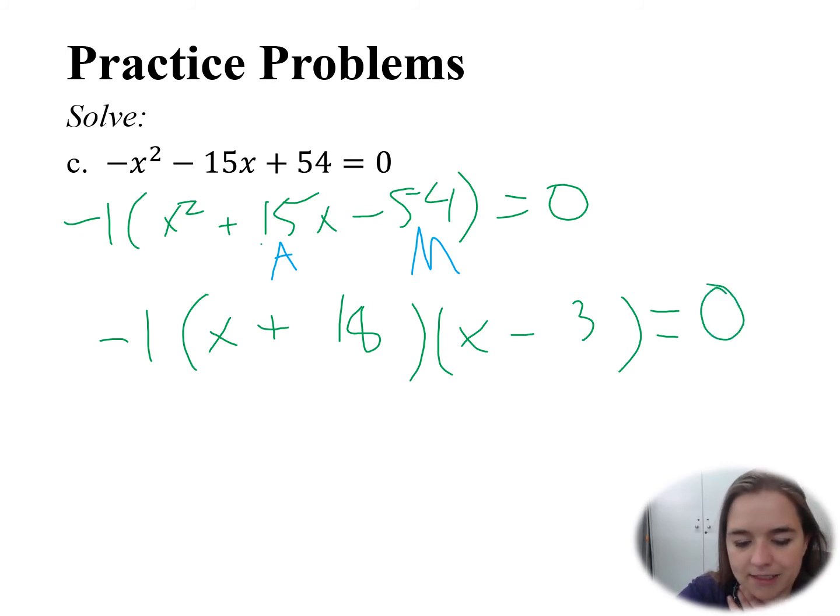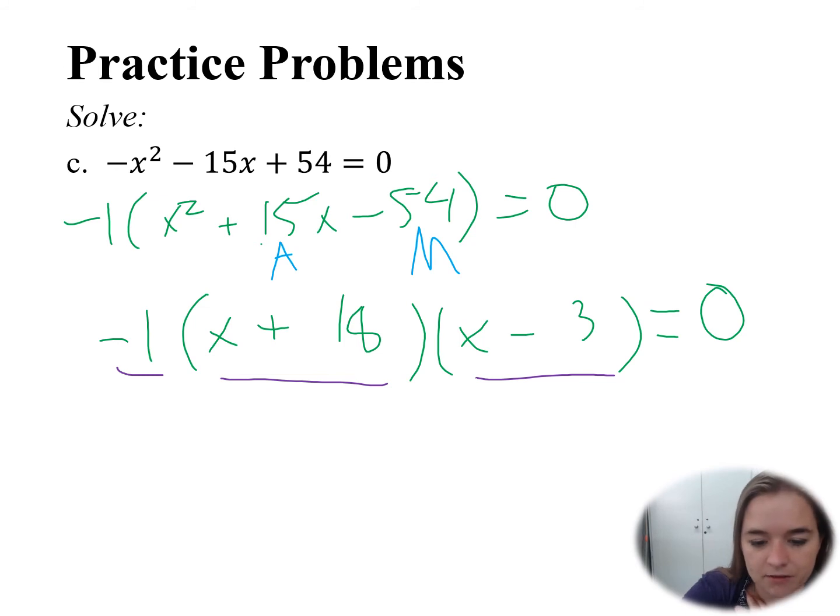When I plug that in here, now I see that I have -1 times x plus 18 times x minus 3. Using my zero product property, I know that one of my three factors must equal 0. Well, -1 can't equal 0. There's no variable there. So I can solve each piece to determine the possible solutions.